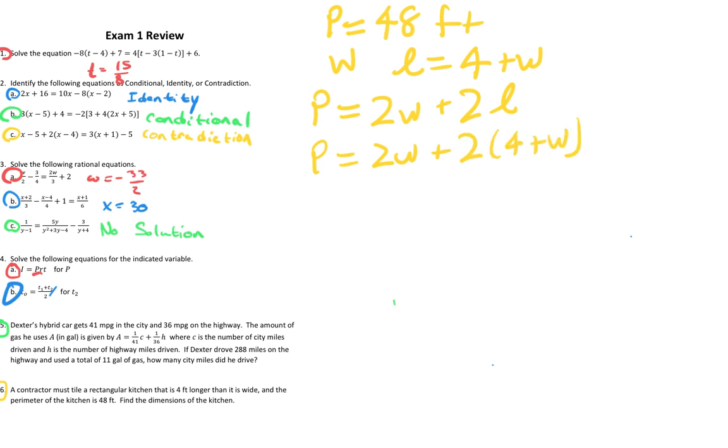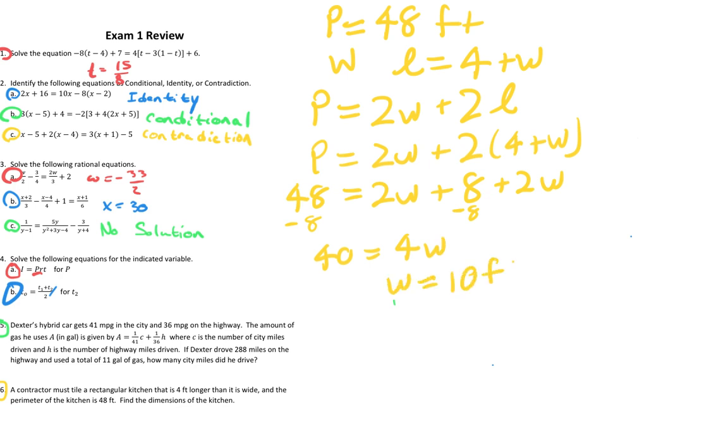So we want to solve this for W here. So 48 is going to be equal to 2W plus 2 times 4, which is 8, plus 2W. I'm going to combine like terms. So minus 8 here, minus 8. So 40 is going to equal 4W. So that means that W is going to equal 10 feet. So now we're going to find our length using this. Length is equal to 4 plus W. It's equal to 4 plus 10. So our length is equal to 14 feet. So this means that the dimensions of our kitchen are 14 feet by 10 feet.